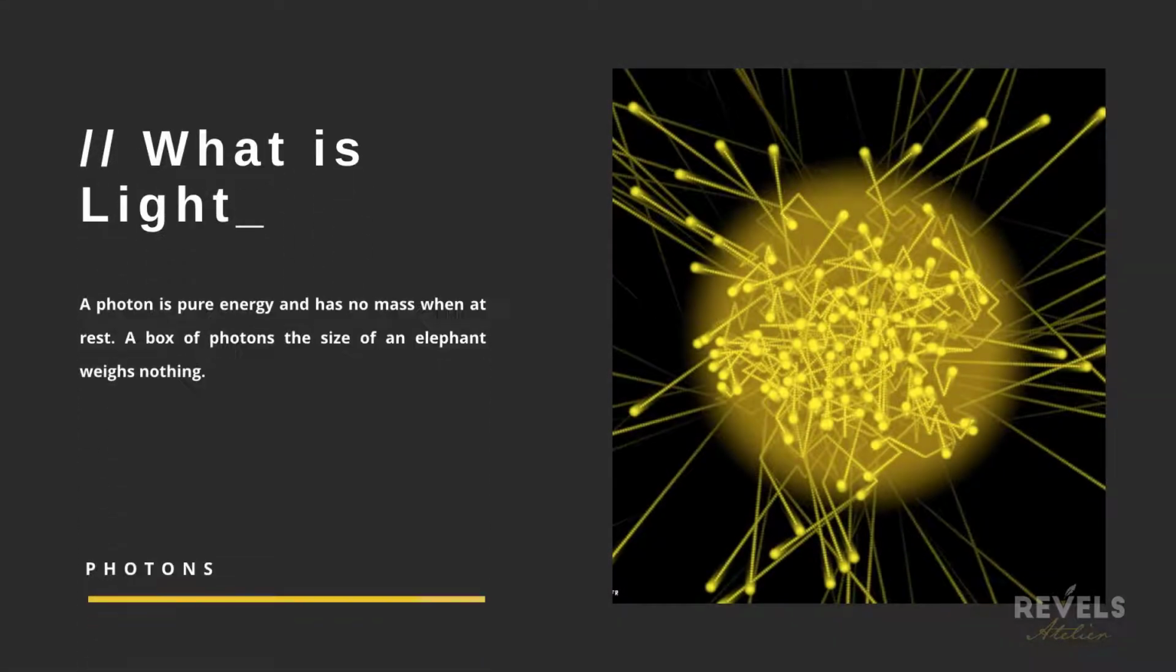So what is light, right? A photon is pure energy and has no mass. When at rest, a box of photons the size of an elephant weighs nothing. So basically what that means is we don't feel light, right? Or it doesn't have weight, let's say that. We could obviously feel what it feels like on our eyes, right? We can feel the heat of the sun, but in terms of the light rays, it's not something that's quantifiable in terms of mass.